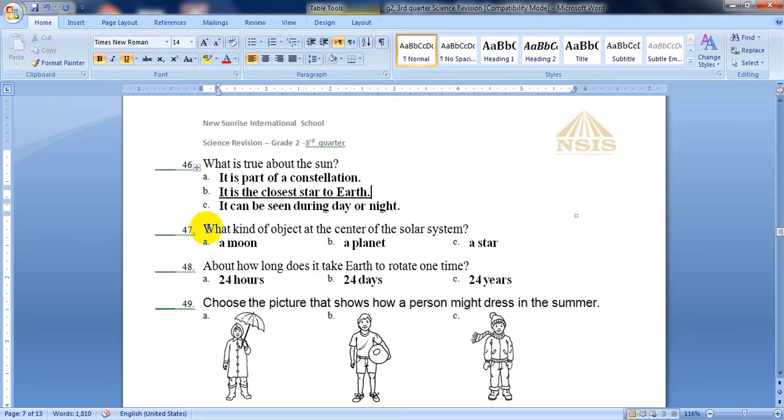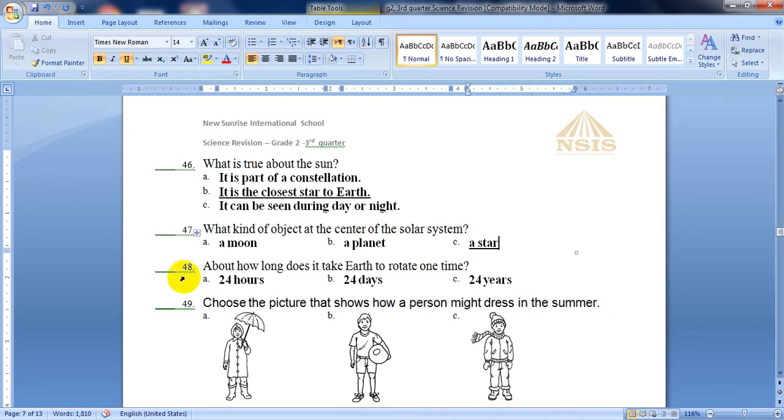The next one. What kind of object is at the center of the solar system? A moon, a planet, or a star? We said that the center of the solar system is the sun, and the sun is a star. So the answer will be letter C.